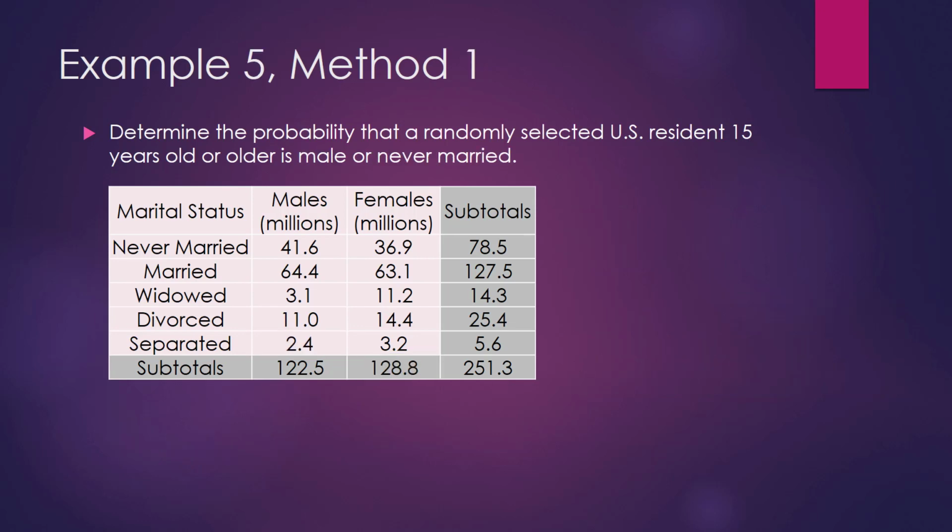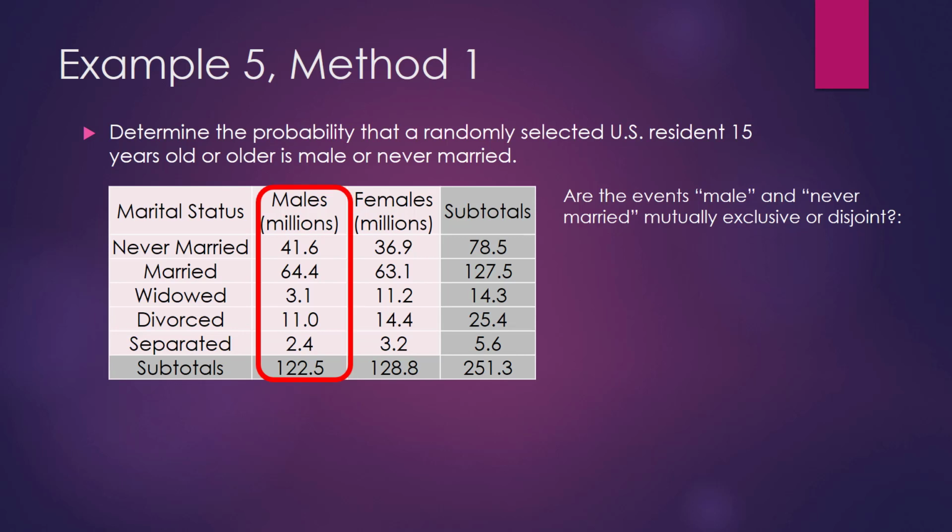Example 5, Method 1. Determine the probability that a randomly selected U.S. resident 15 years old or older is male or never married. We need to ask ourselves the question, are the events male and never married mutually exclusive, or disjoint? Pause the video, write down your answer, and then unpause it.